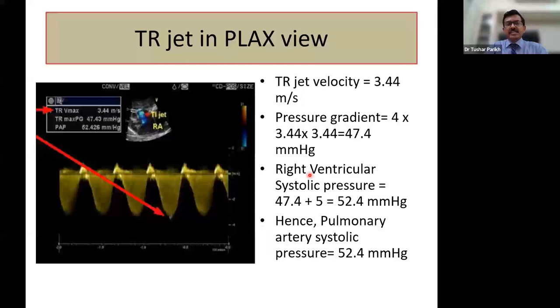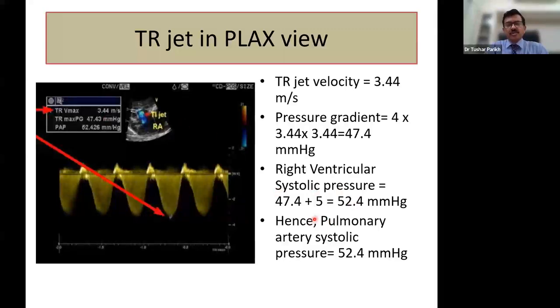But when there is a tricuspid regurgitation, you will get velocity like this. Again, the same principle will apply. Calculate the TR max, which is 3.4, and calculate the gradient, which is 47. And then the pulmonary artery pressure, that is what we talk about, is basically right ventricular peak systolic pressure or pulmonary artery pressure, which is about 52.4. And here I have put the calculation.